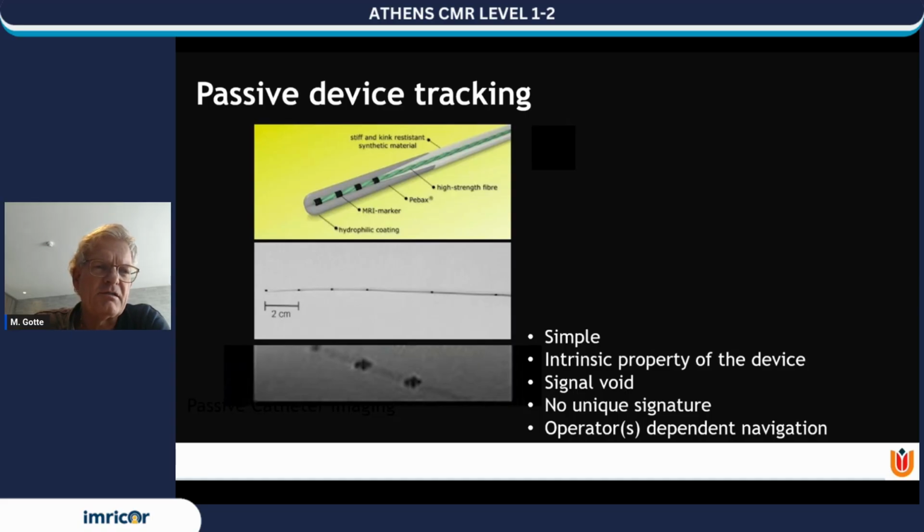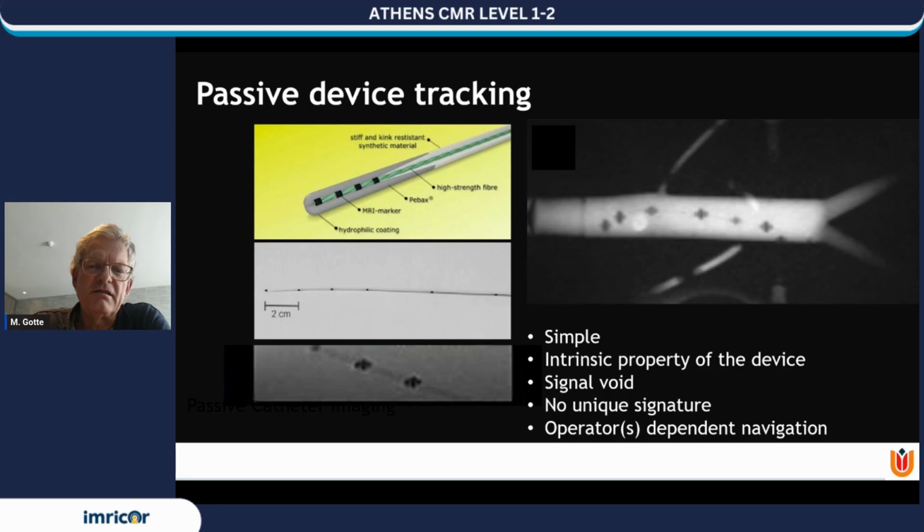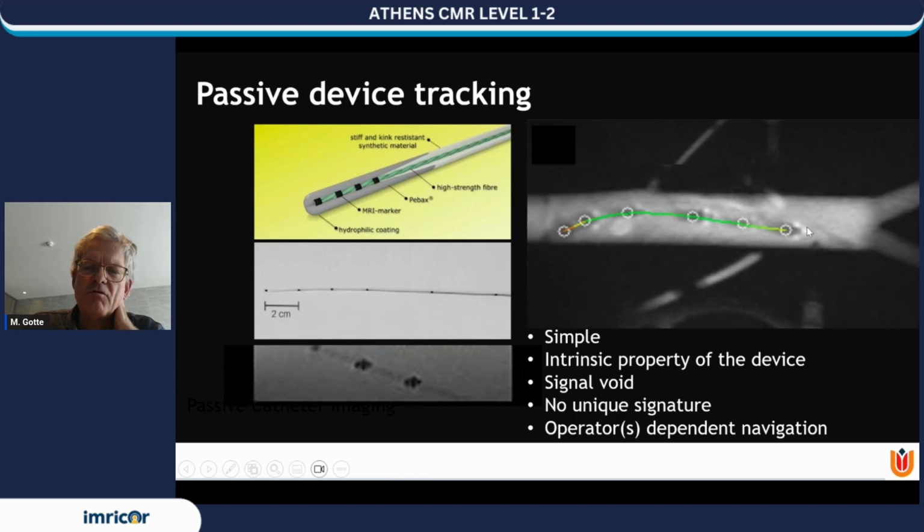Operators, the person maneuvering the device and the imager, have to work closely together to keep the device in sight. This is an example of an MR-compatible guide wire. You can clearly observe the different markers in this static phantom, and new software developments, AI-driven developments, try to come up with strategies so that software is able to track the device and provide an overlay over the MR image to enhance visibility. This is one way to visualize a device in a patient.